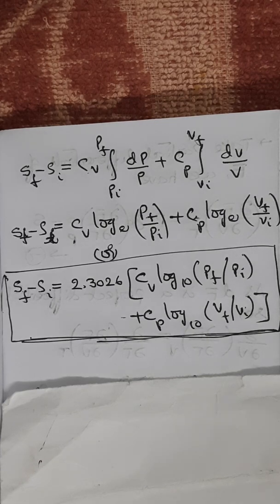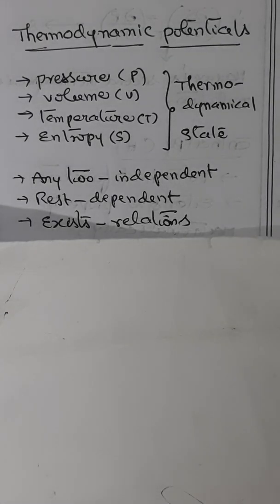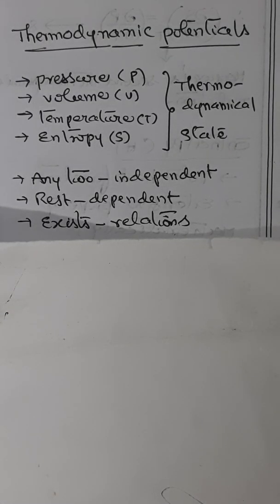Now let us understand something known as thermodynamical potentials. We all know that the thermodynamical state of a system may be represented in terms of certain selected variables like pressure, volume, temperature, and now of course entropy.